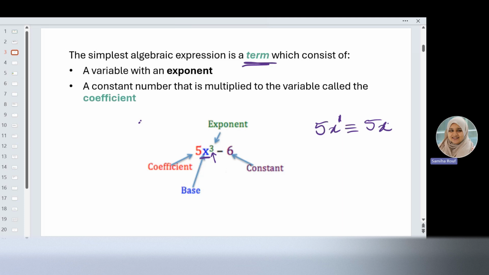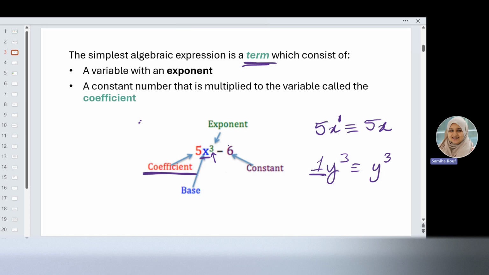The other part of a term is that every term will have a number in front of the variable. This number is called the coefficient. Similar to the exponent, if you're given something like y cubed, you still have a coefficient here, even though there's no number. It's also 1. So if you don't see an exponent or a coefficient, that means it's 1.